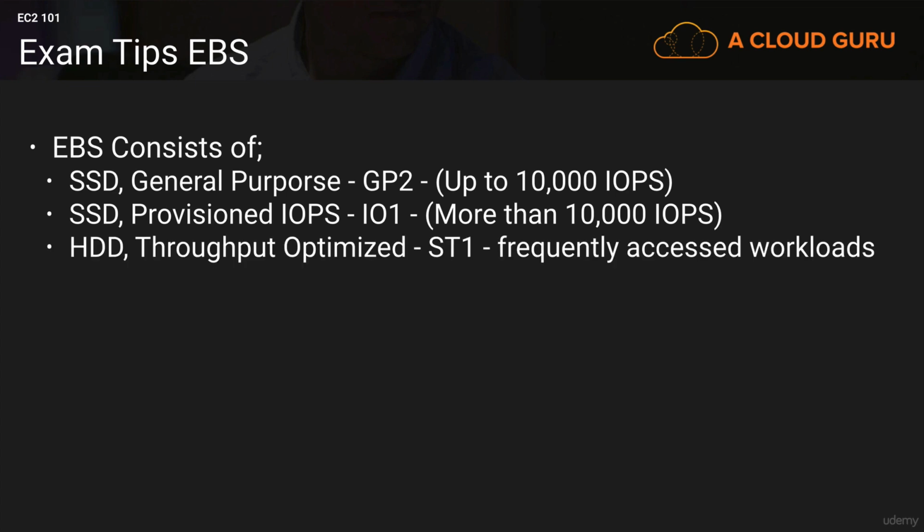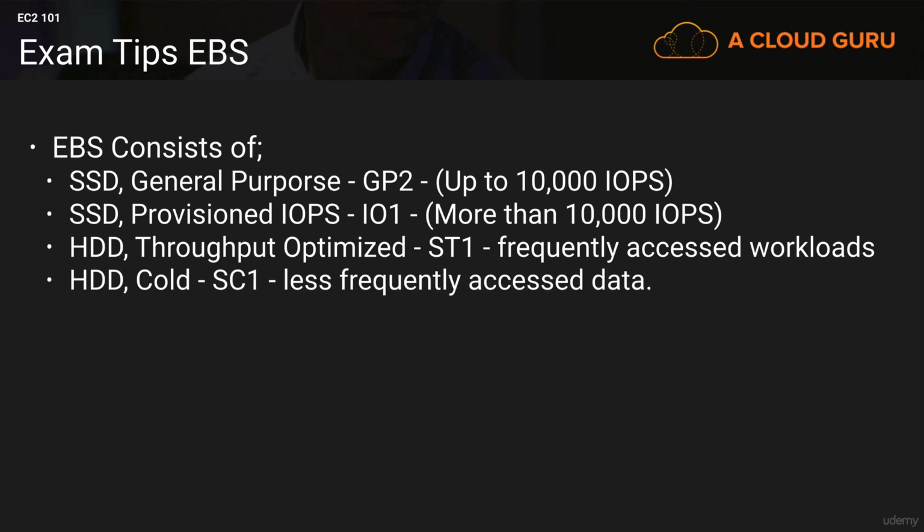We then have HDD. This is throughput optimized storage. So this is magnetic storage. Again, this is for things that are written in sequence, or sequential writes. So this is things like big data, things like logs. This is things like data warehousing, etc. And then we have HDD cold, and this is for less frequently accessed data. Neither of these two magnetic volumes can be bootable. So HDD cold is typically used for file servers, for example.